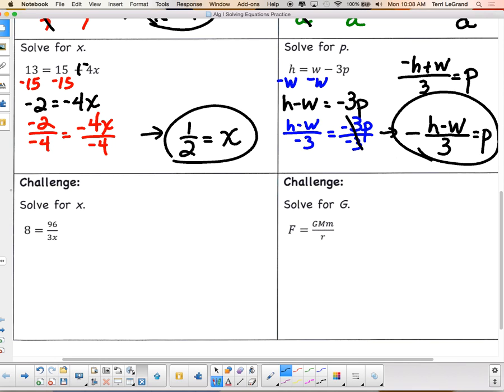Okay, I have a challenge one here for us. Let's start over here. Solve for x. I don't know that we had anything like this when we were solving these types of equations. So let's see if we can figure out what we should do. What should we do in that one, do you think? 8 equals 96 over 3x. What might be a good place to start, Austin?